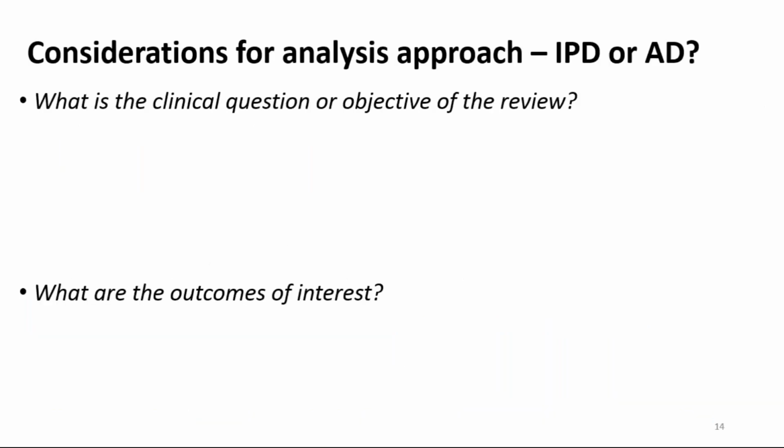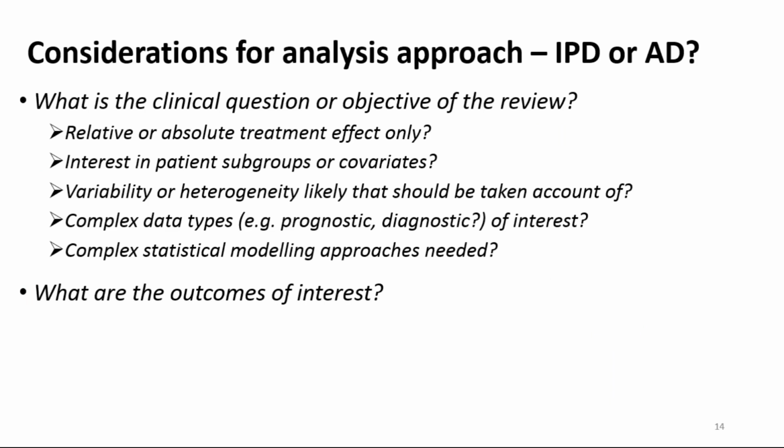So thinking about choosing whether to use IPD or aggregate data for your work, a couple of things to consider. Thinking about the question and the objective of what you're doing, and also the outcomes of interest. So you may be interested only in the treatment effect. How does one drug compare to another? How does an intervention compare to a placebo? Or you may be interested in more complicated things than this, such as subgroups and covariates, heterogeneity, complex data types, complex statistics, and so on.